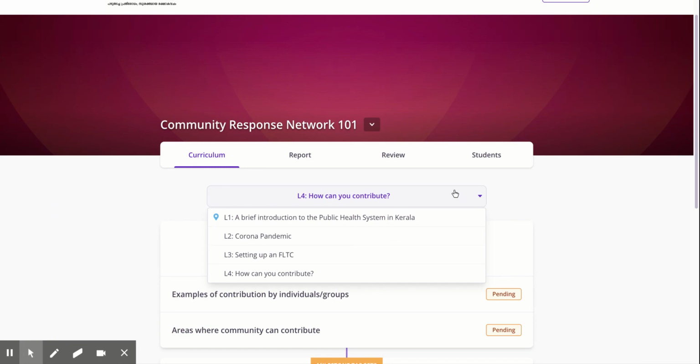Level three deals with setting up of FLTCs or any other activities that the community may take part in. And level number four is an invitation for the listeners or the students or the viewers to participate and contribute from their end.